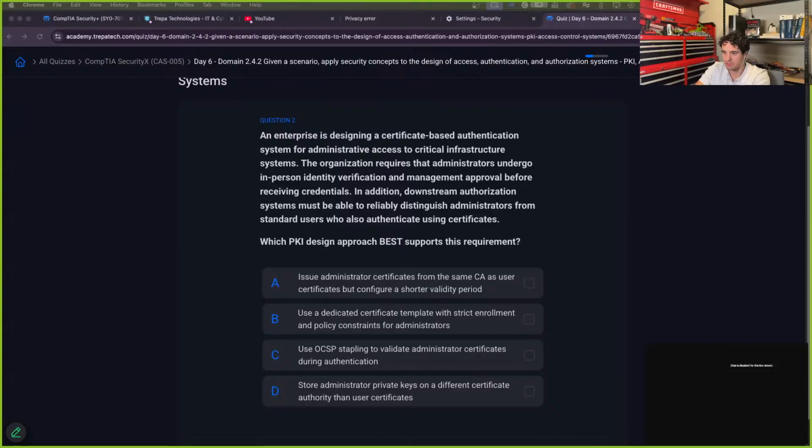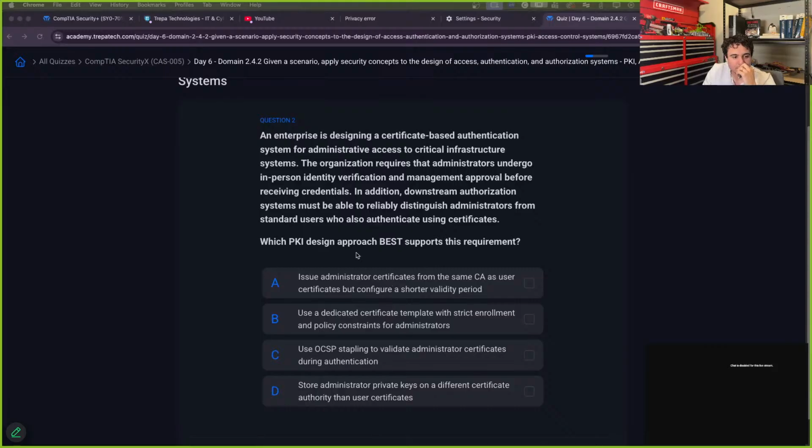All right, this looks like a tough question, honestly. Okay, so we want to use certificate-based authentication for our standard users and our administrators, and they must do in-person identity verification, and they must be approved by management. Like they must have a sponsor to get those credentials and those certificates. I literally just did this. I got my CAC reissued at our DEERS office here at Fort Bragg today. And I had to get sponsors, right? The GS-14 on the program.